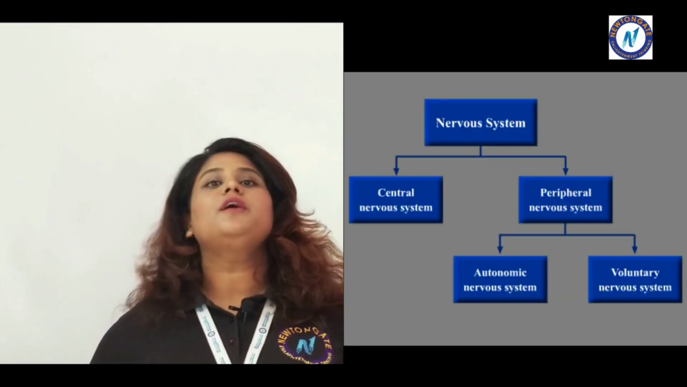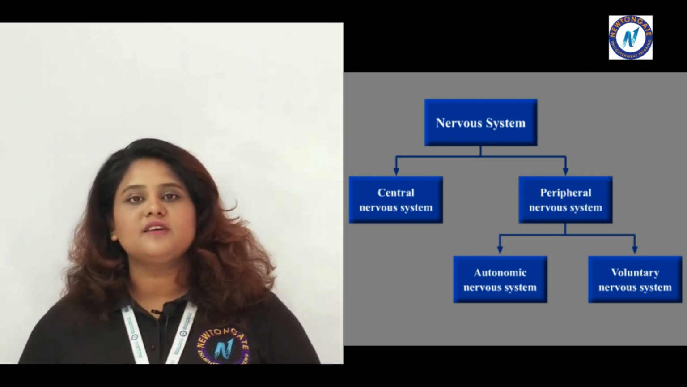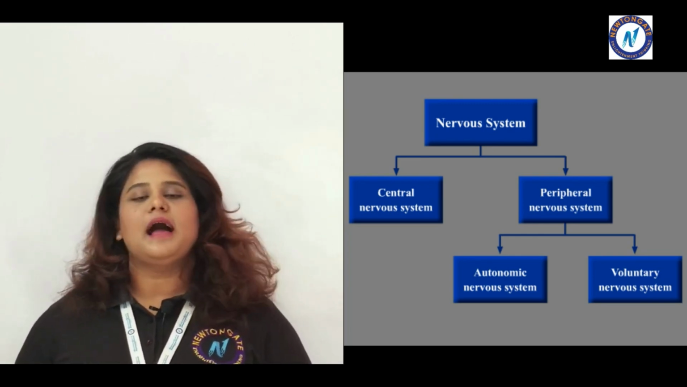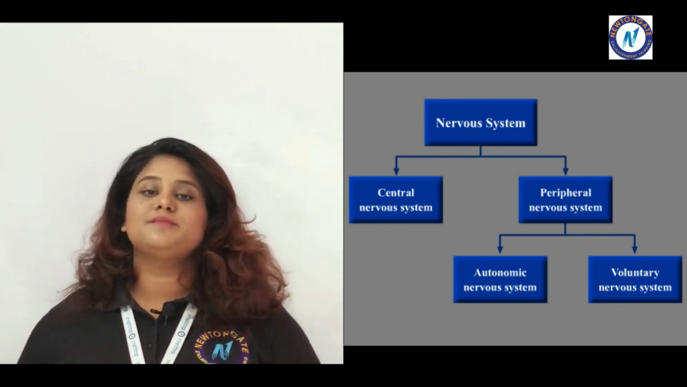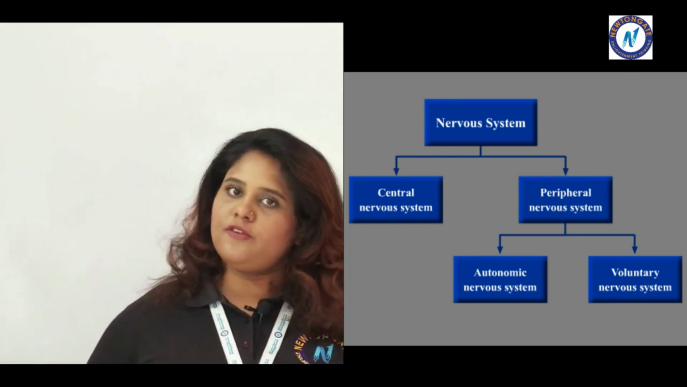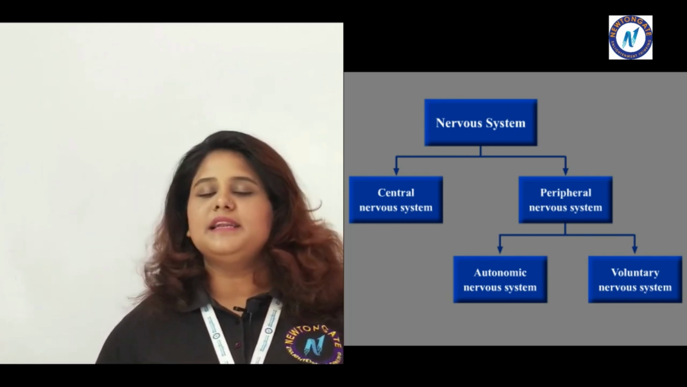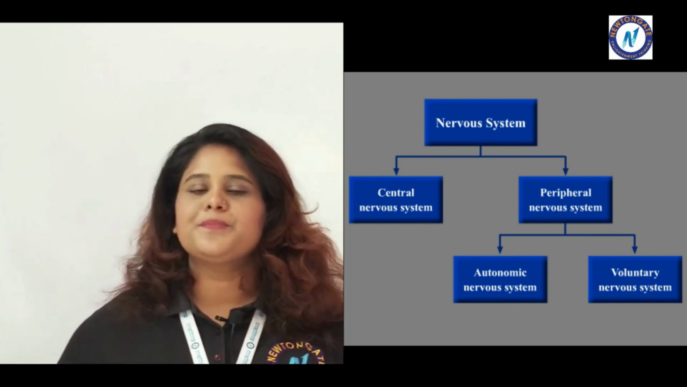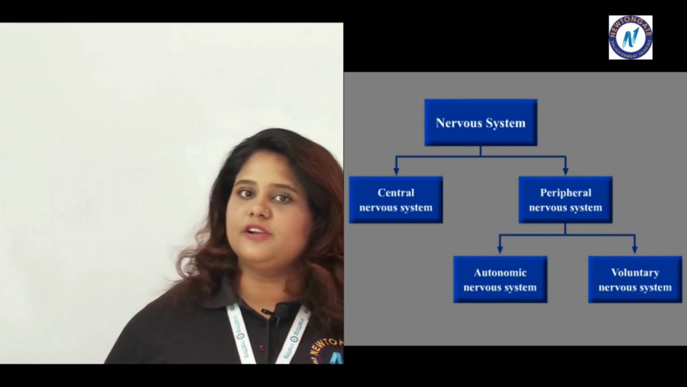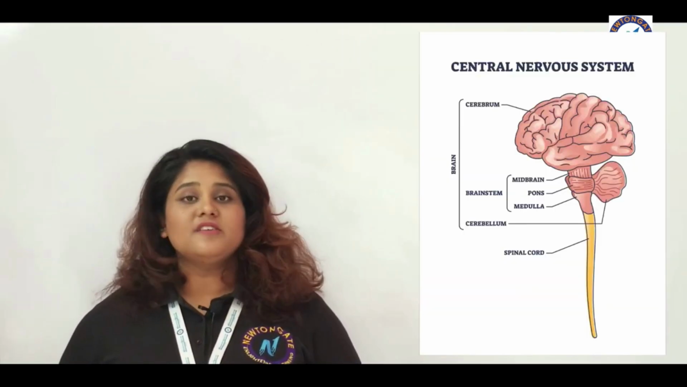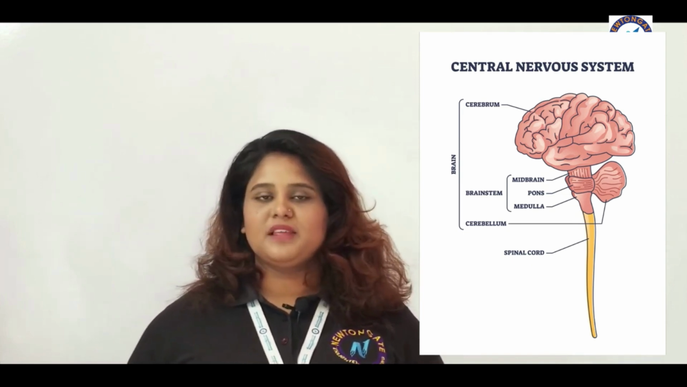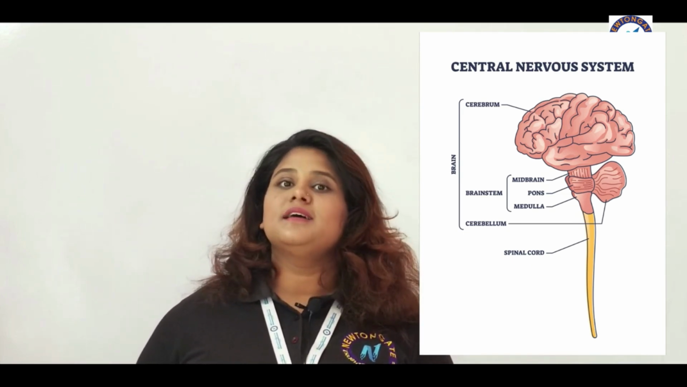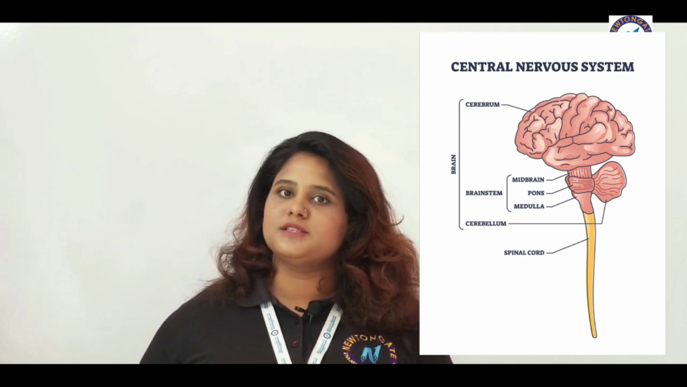Now we'll discuss briefly the types of nervous system. As I told you before, there are three types: central nervous system, peripheral nervous system and autonomic nervous system. Though the autonomic nervous system is one part of the peripheral nervous system, I'll discuss it later in the video. So first we start with the central nervous system. The central nervous system is also known as the central processing unit of the body. It consists of two parts, the brain and the spinal cord.